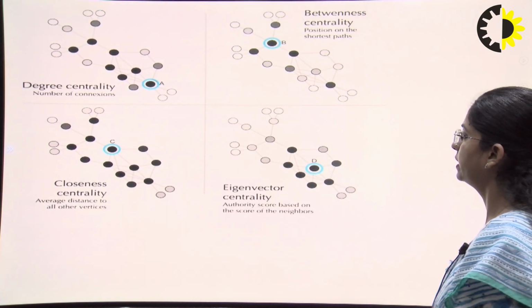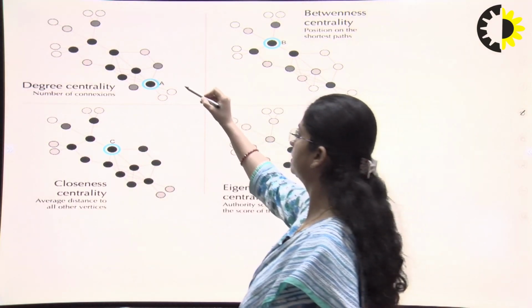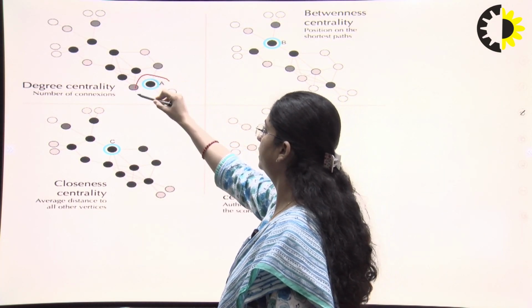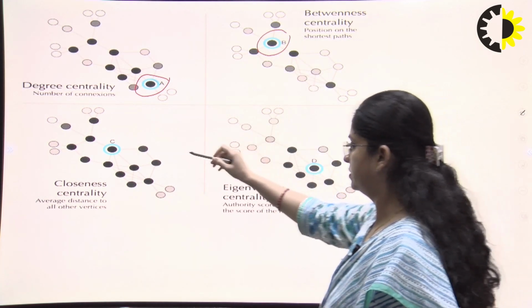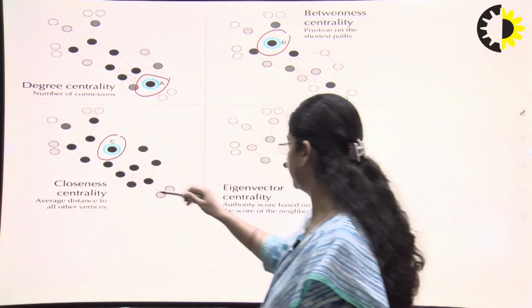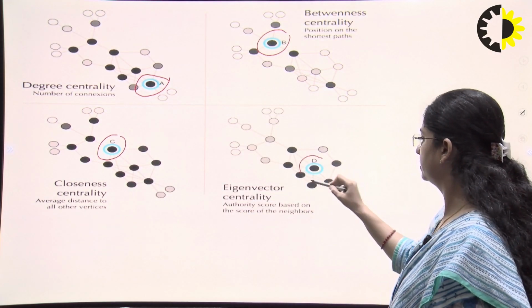This is also the diagram. Here A is the degree centrality, here B, C is closeness centrality, and eigenvector centrality.